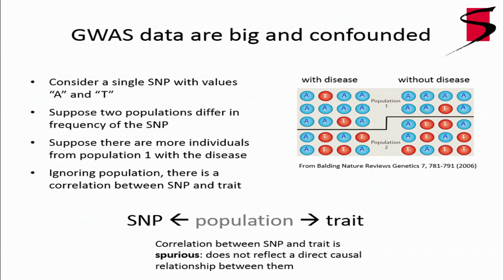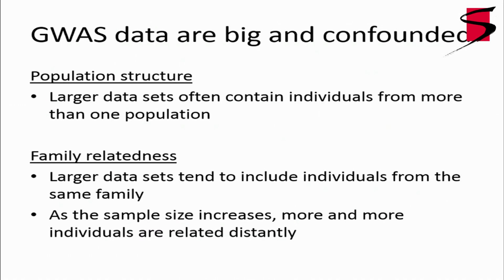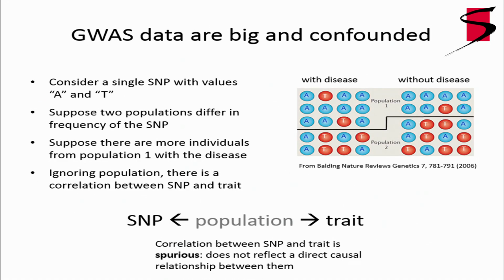So in that case, if you just look at the data here, and you ignore the population, you see people with the disease have more A's than T's, and people without the disease have more T's than A's. And you conclude that there's a correlation. But this correlation is not causal. At least it's not directly causal. Nowhere here did I assume that the value of the SNP, the A or the T, was influencing the trait.